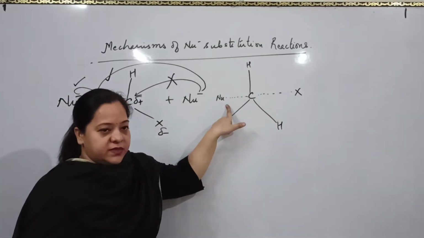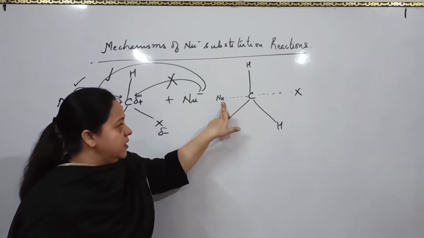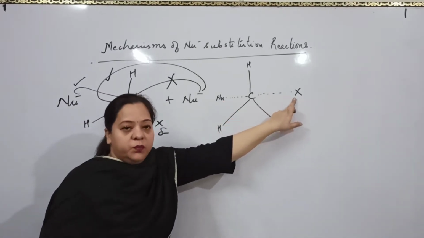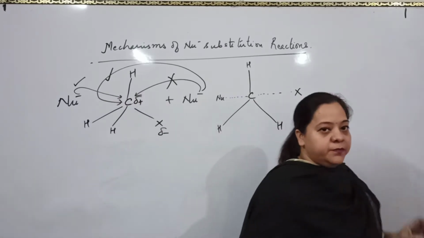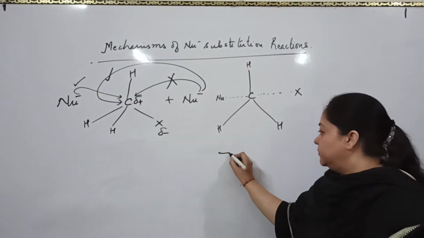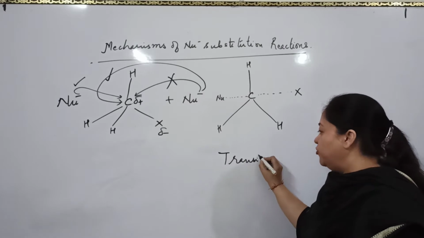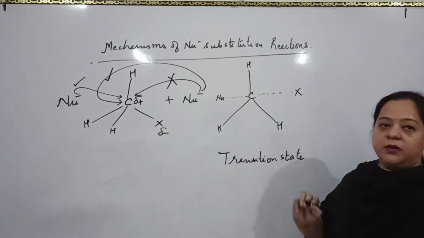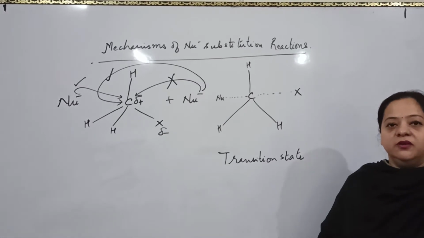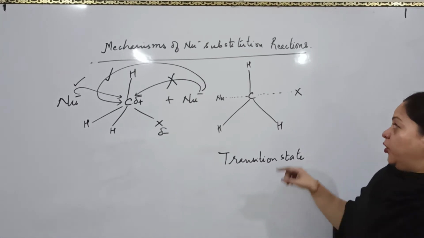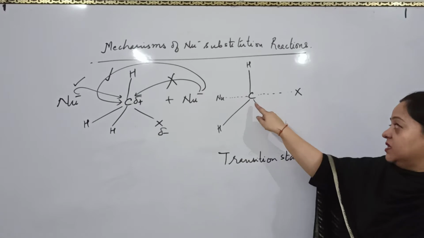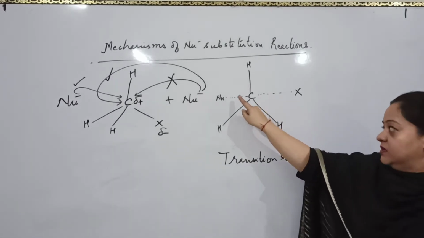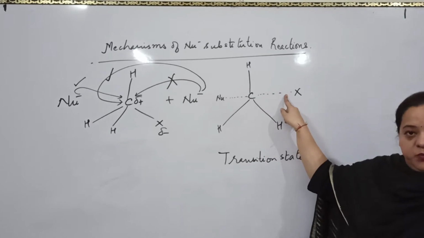Now the entry and exit, that is the incoming nucleophile, bond formation, and the leaving group, that is the bond breaking. And this is our transition state in which the central carbon atom is surrounded by 5 groups. The point to be noted here is it is surrounded by 5 groups, not 5 bonds. This is a half bond, this is a half bond.